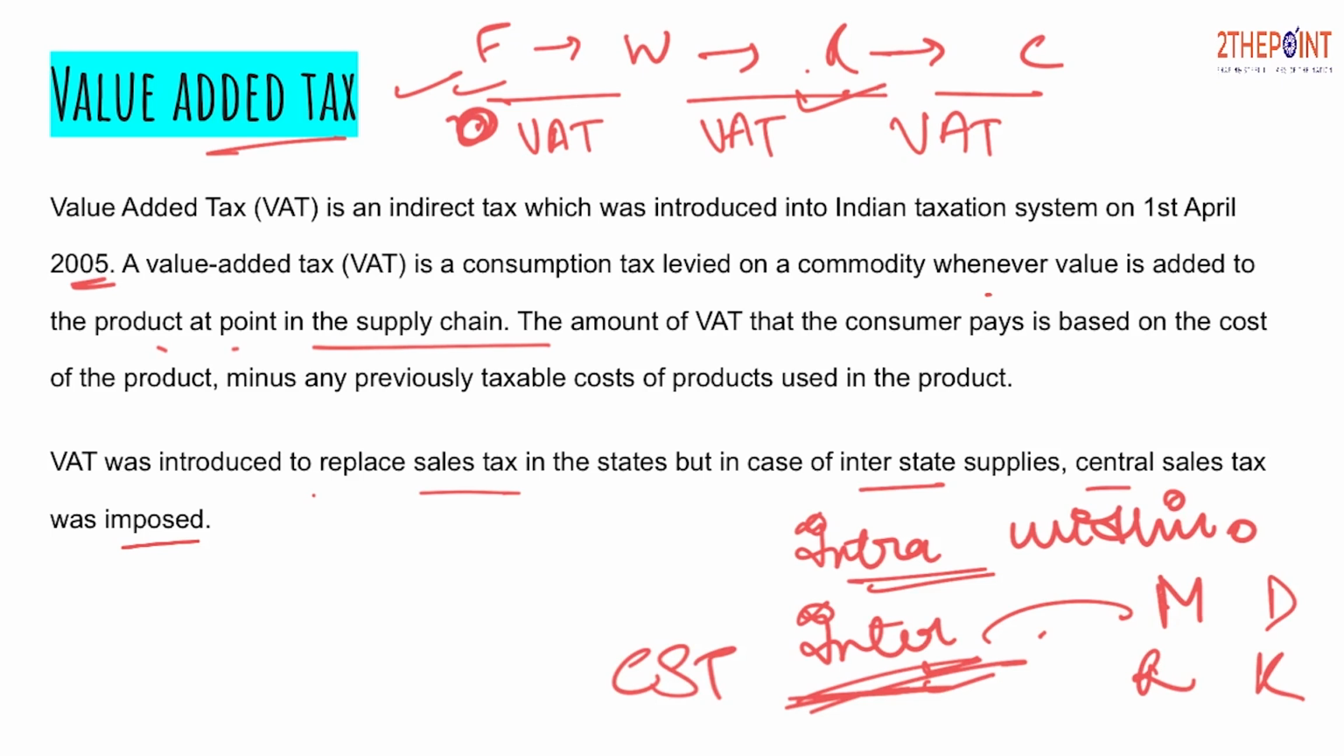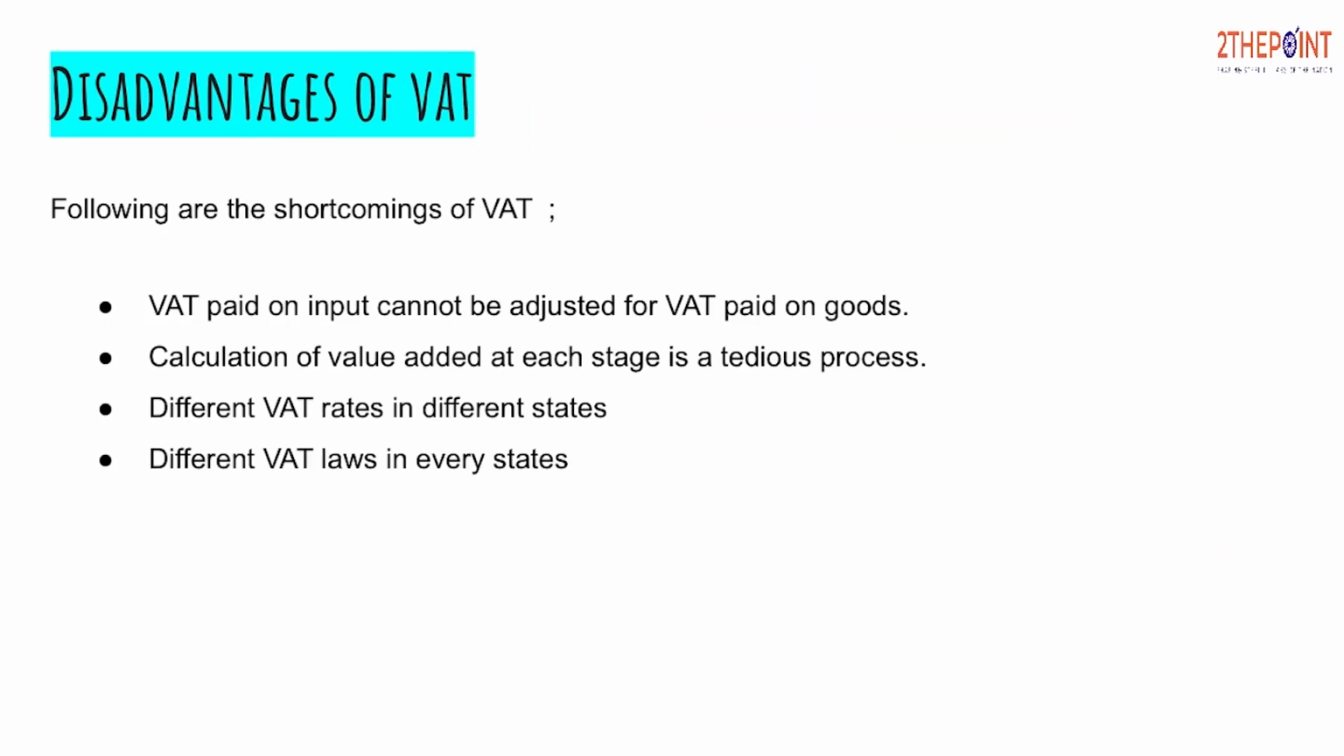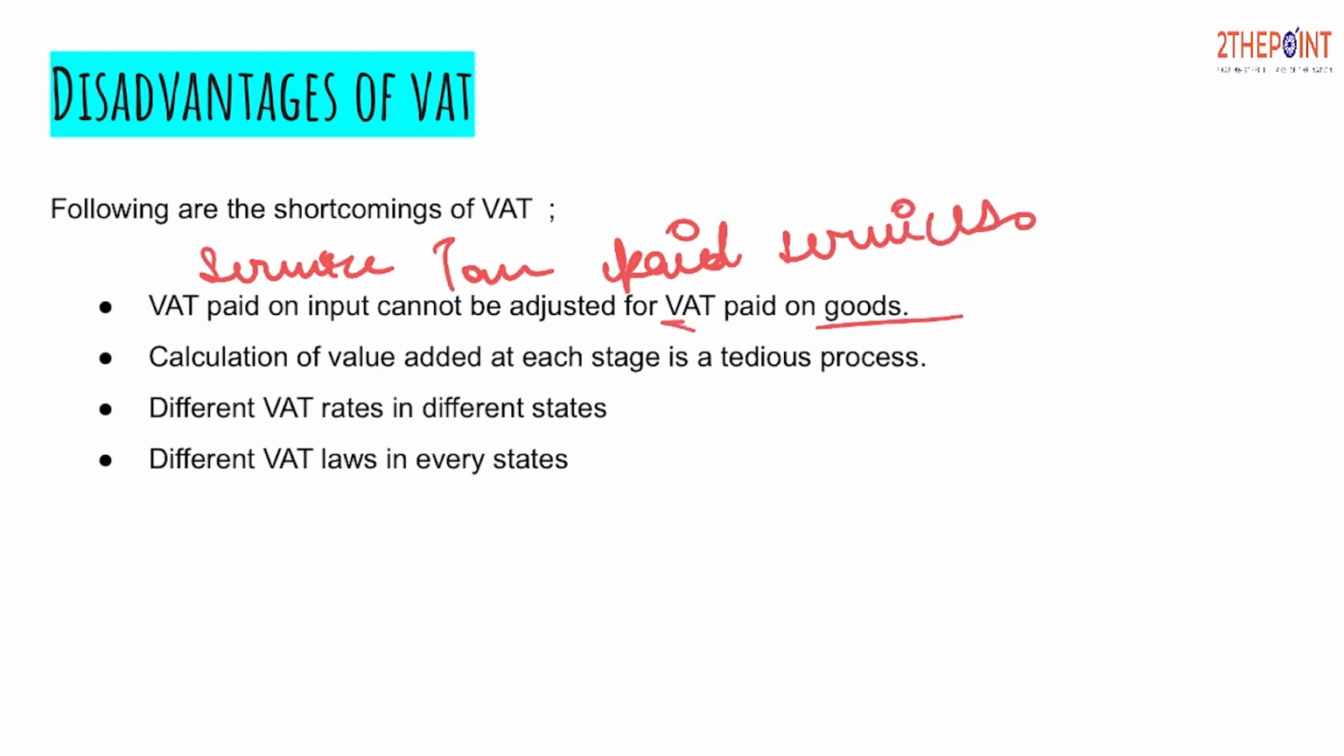Now, what were the limitations of value added tax that led the government to GST? The first one was that service tax paid on services cannot be adjusted for VAT paid on goods. So on services, service tax is levied, and on goods it is VAT that is paid. If you're paying service tax on services, that cannot be adjusted for VAT paid on goods. I'll explain this later at the end of the video through a proper example. But as of now, what you have to remember is that under the VAT regime, service tax paid on services is not adjusted for the VAT paid on goods. Next, calculation of value added at each stage is a tedious process.